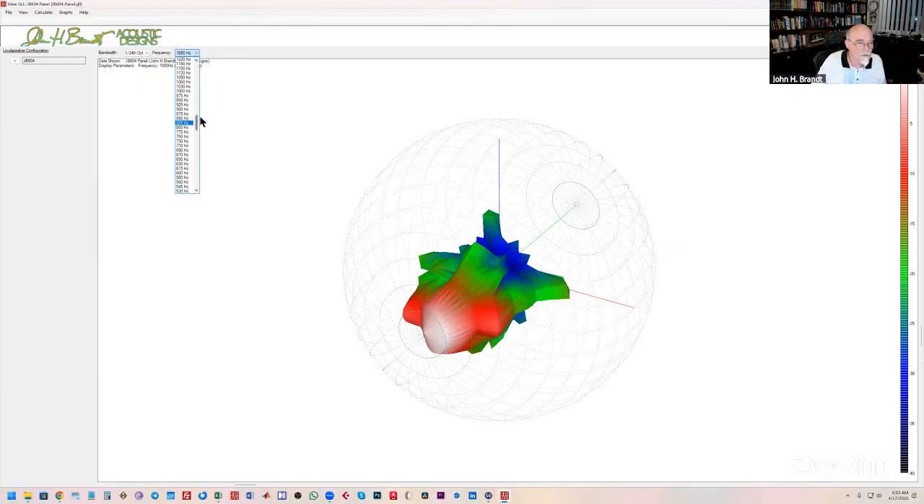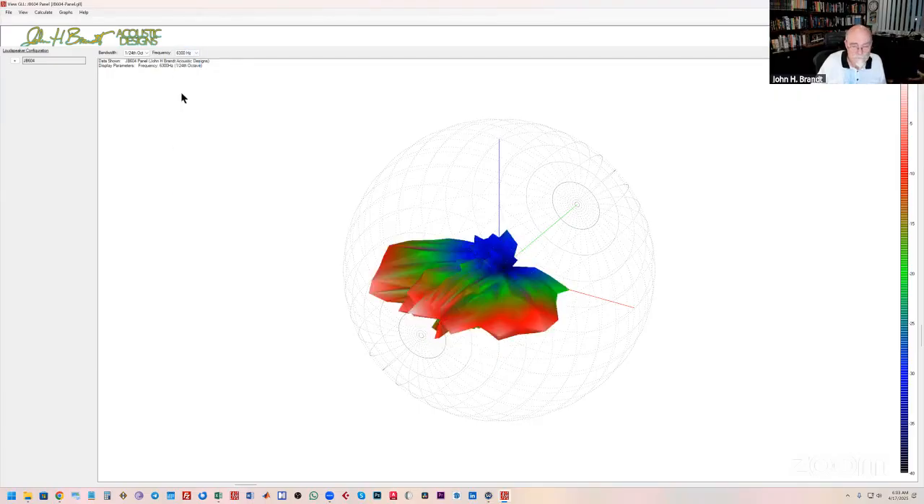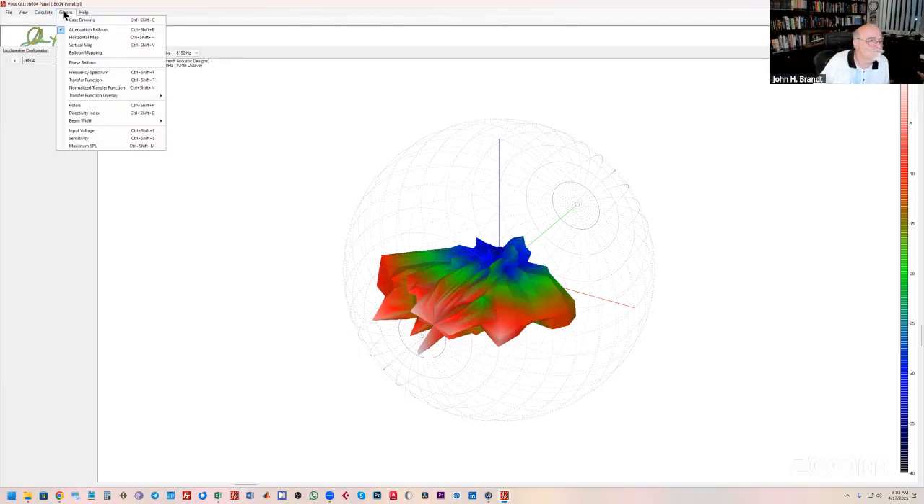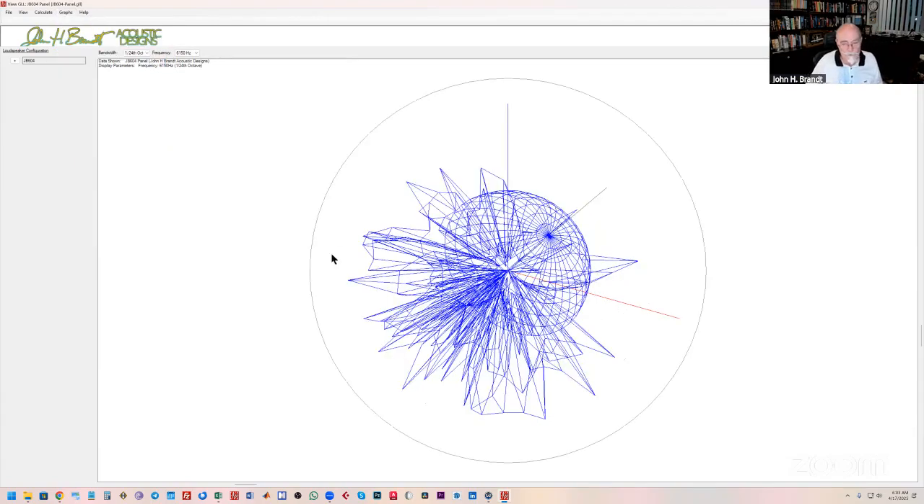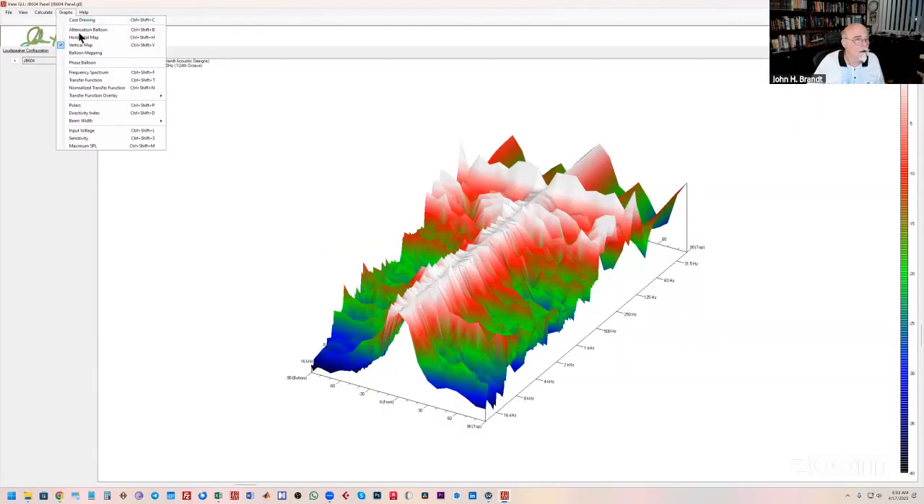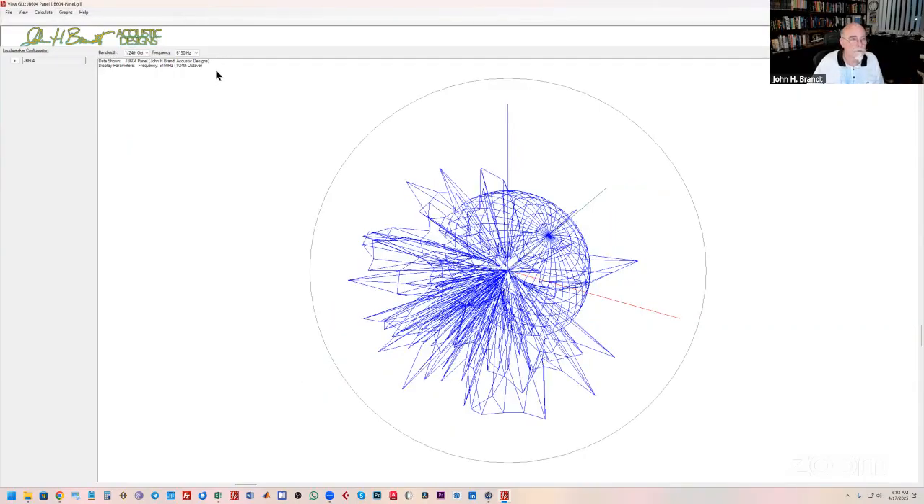Let's go up here, since those slats are about 6.3. Now we're seeing some interesting things happening. Let me look at the phase balloon. Okay, now this is very interesting. Let's look at the vertical map. Phase balloon. All right, there we go.